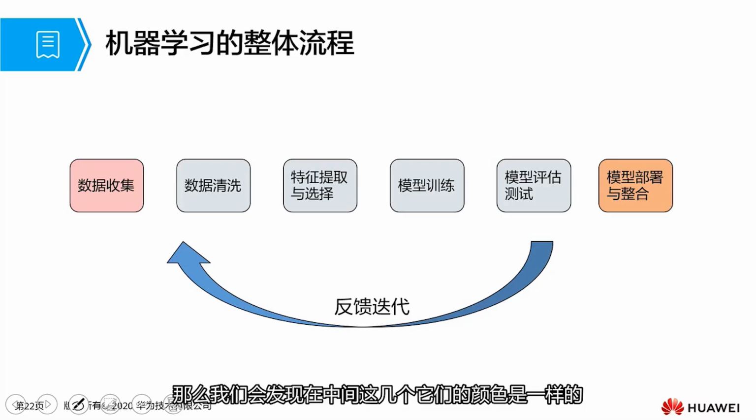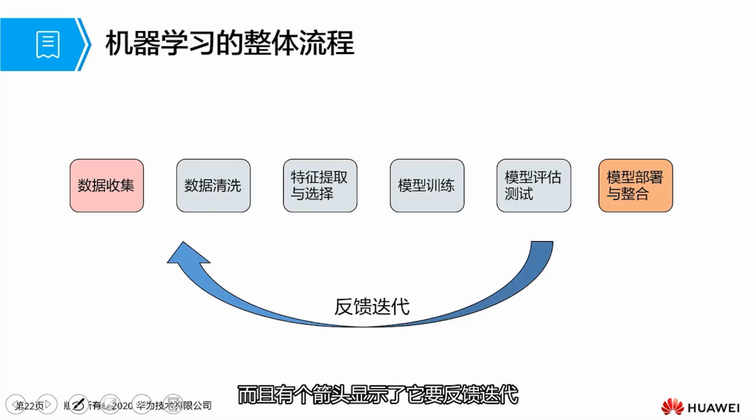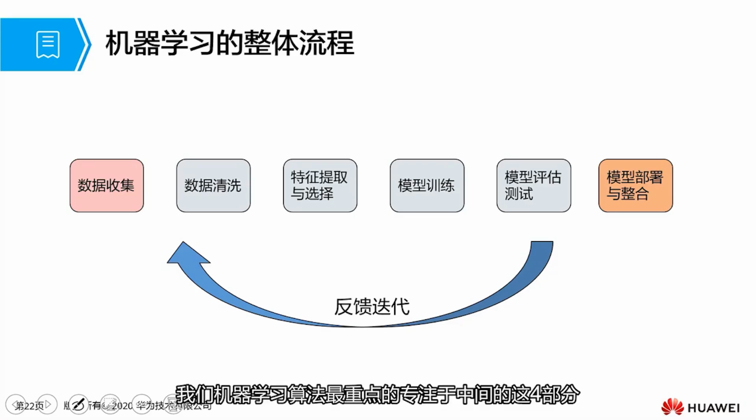Then we will find that among these, the middle ones have the same color, and there is an arrow indicating feedback iteration. That is to say, data collection is the data we collected initially, exactly as it is. Finally, the deployment and integration of the model is also related to our final work, our machine learning algorithm.